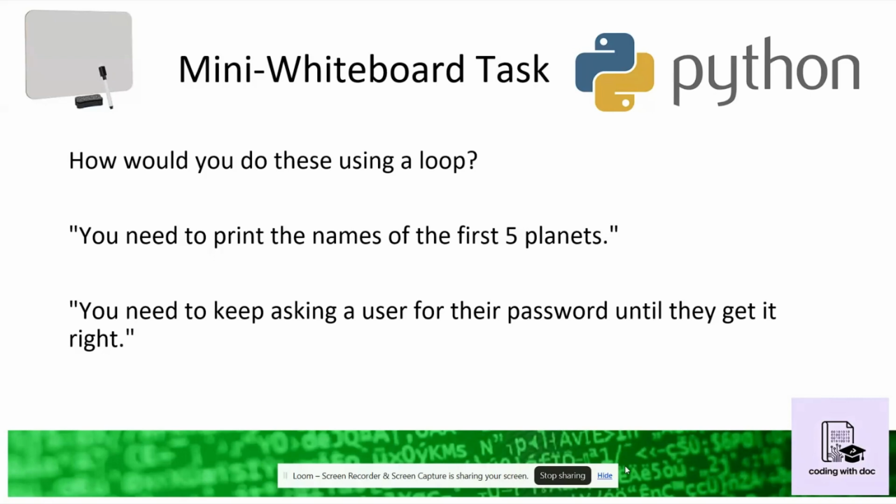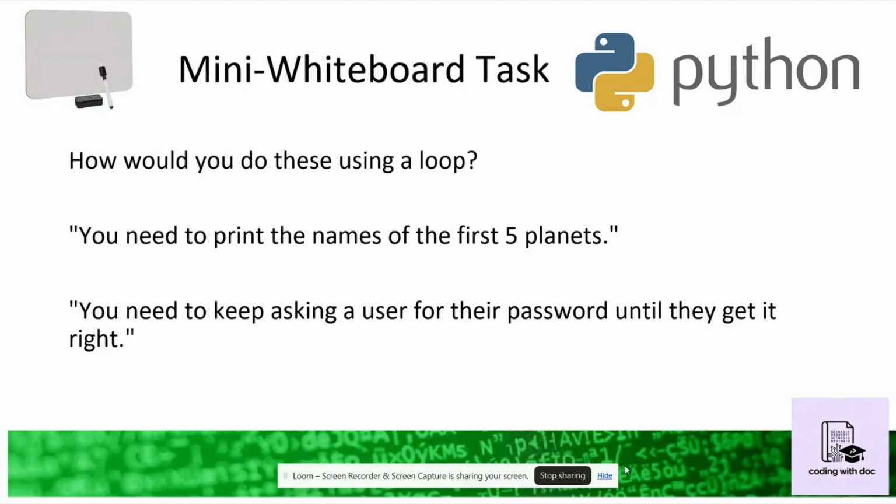Now, one of those naturally lends itself to a for loop, and one naturally lends itself to a while loop. So just think about that for a second. Which one of those is a for loop and which one of those is a while loop? Which one of those just does it for a set number of times, and which one of those does it until something's the case? And hopefully you've recognized that on that first one, the planets will be a for loop, but the second one, in terms of the password, is going to be a while loop.